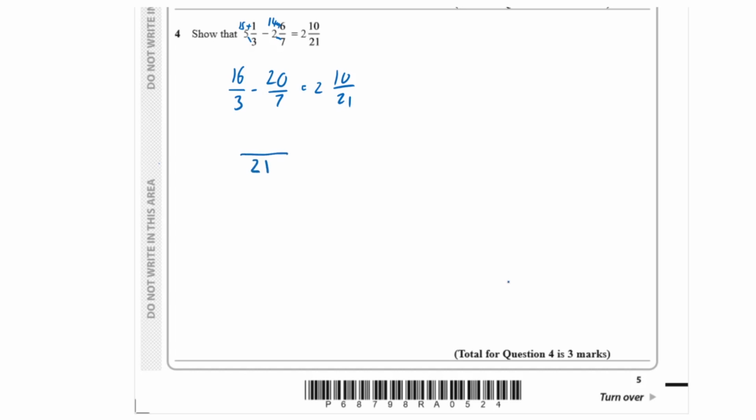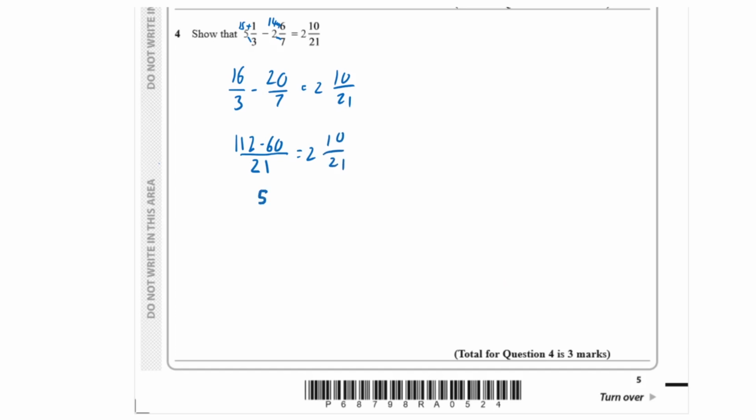21 divided by 3 is 7. 7 times 16 is 112. 21 divided by 7 is 3. 3 times 20 is 60. Is equal to 2 10/21.